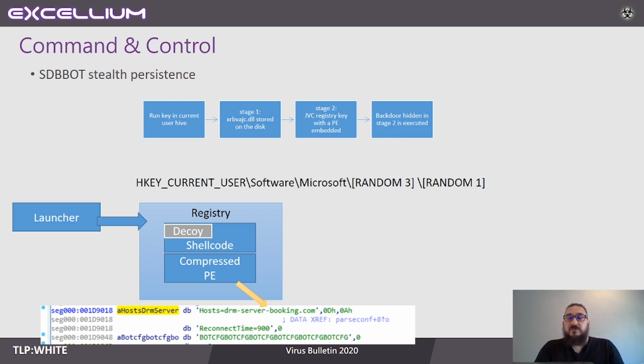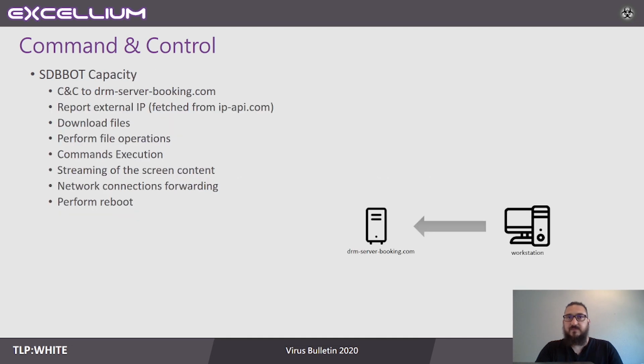The way the registry is written, it's always the same. So it's for a user in the hash key current user, software, Microsoft. Then you have three letters and then one letter value of the key. So what is SDB boot?